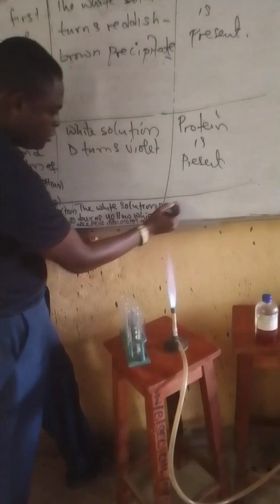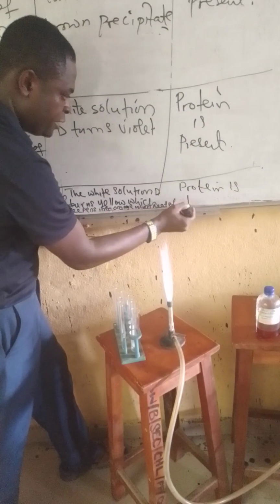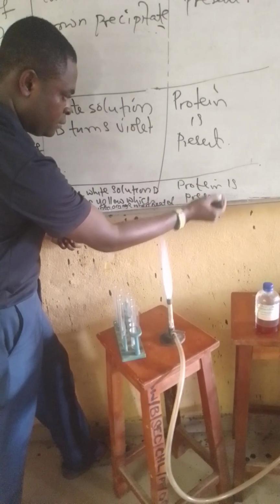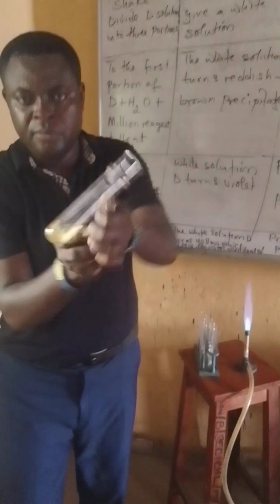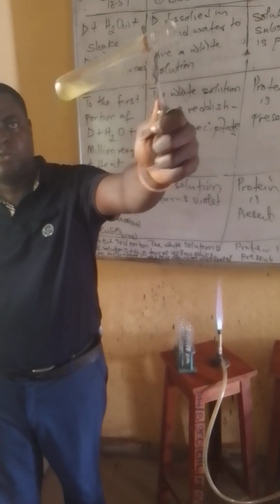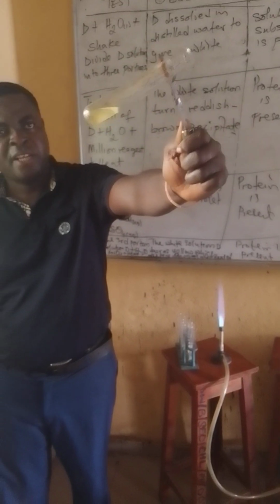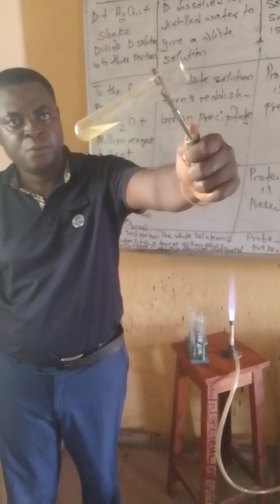So you see that protein is present. You can see that it has deepened into orange. It looks like orange juice. You might want to drink it, but you will not want to try it.